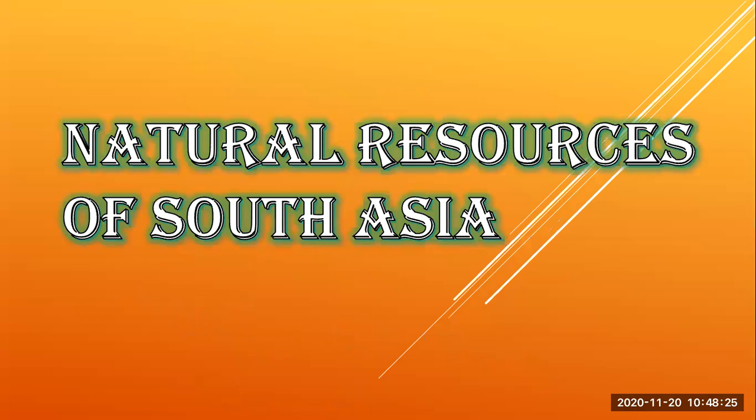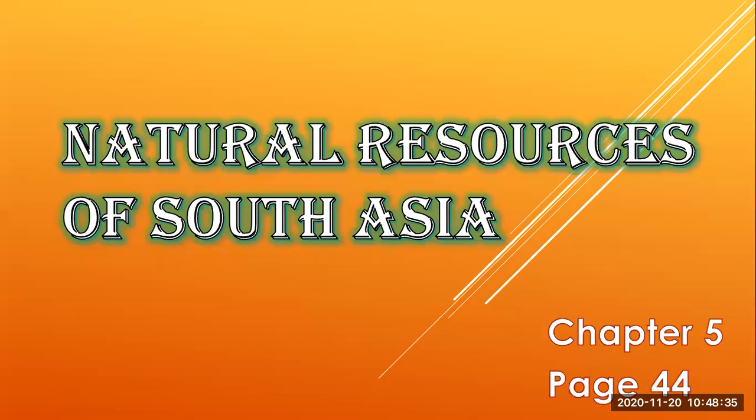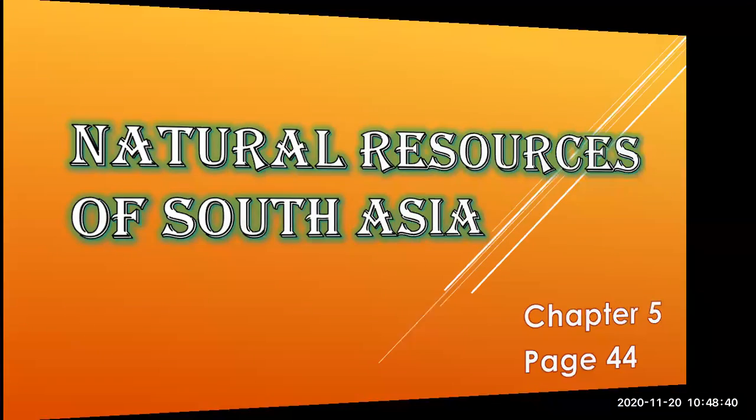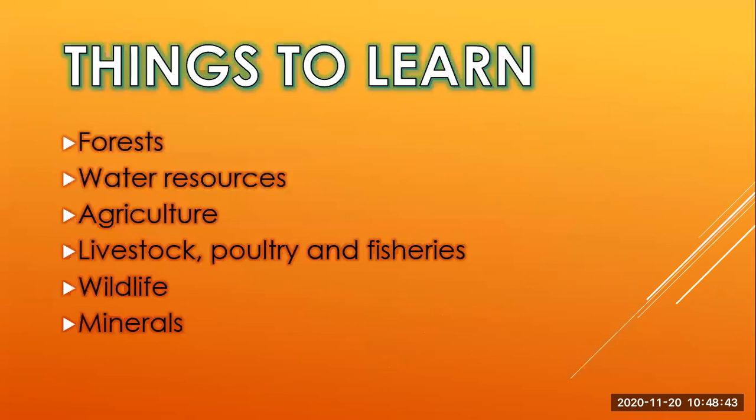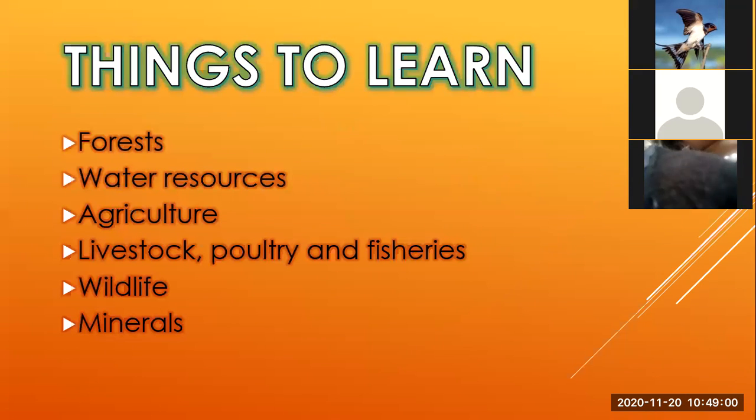The chapter which we are going to learn today, or the chapter which we are going to relearn today, is Natural Resources of South Asia. Okay, this is your chapter number 5, and it is on page number 44 of your social studies book, right? Here are some of the things which we are going to learn from this chapter. Actually, we have learned this chapter in detail, but now we are going to have a quick review of all of the topics from this chapter, right? So the main topics of this chapter are forest.